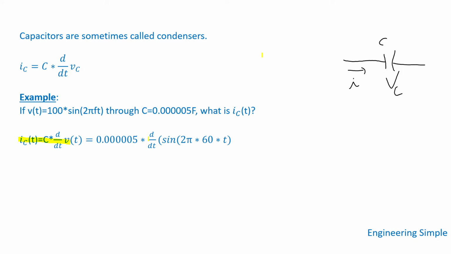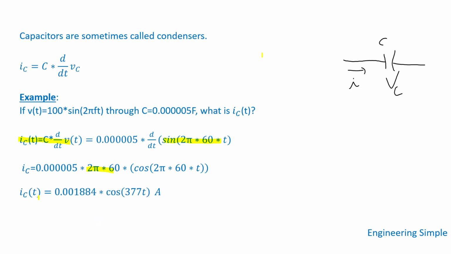So that is 5 times 10 to the minus 6 times the derivative of sine of 2 pi times f, in this case 60, times t, with respect to time. The derivative of sine is just cosine, then you take the derivative of what's inside the sine, 2 pi times 60 times t, which is just 2 pi times 60.